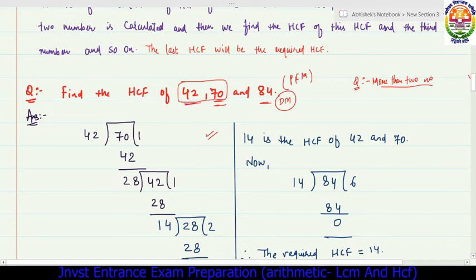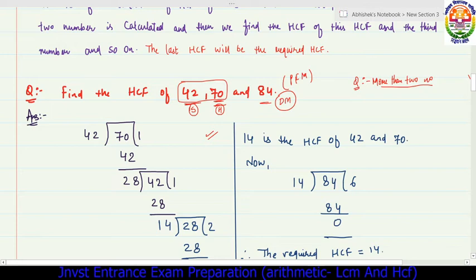70 and 42. Which is the smaller number and which is the higher? This is the higher number and this is the smaller number. So now take 70 in the inner column and 42 in the outer column, because we will divide the higher number by the smaller number. Now 70 divided by 42: 42 ones are 42. The remainder is 28.